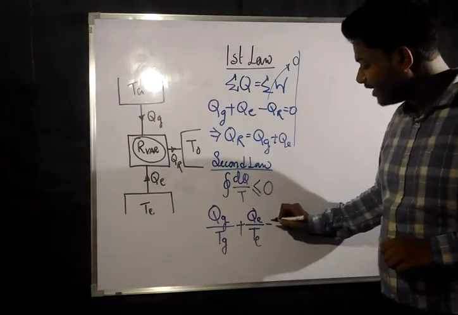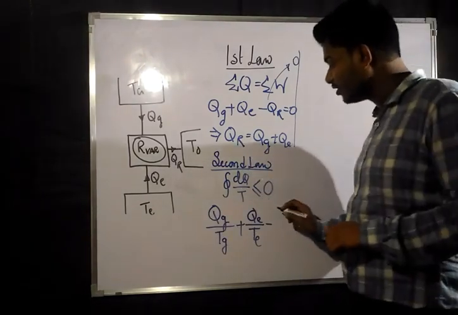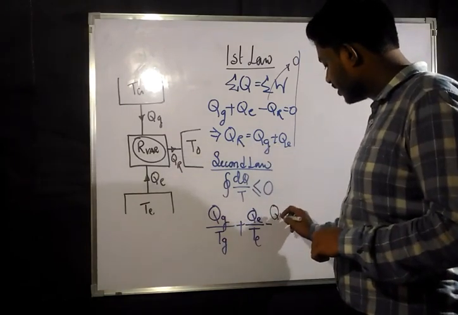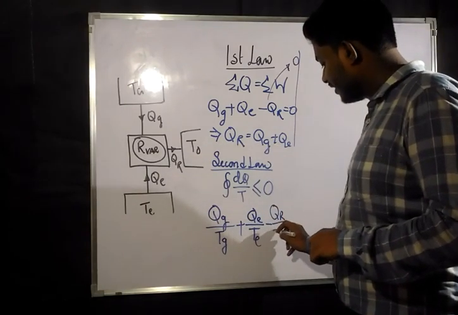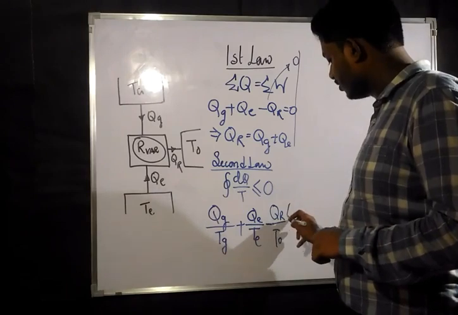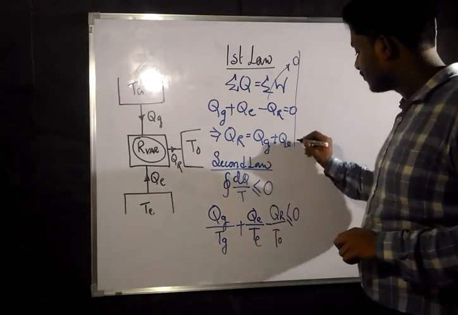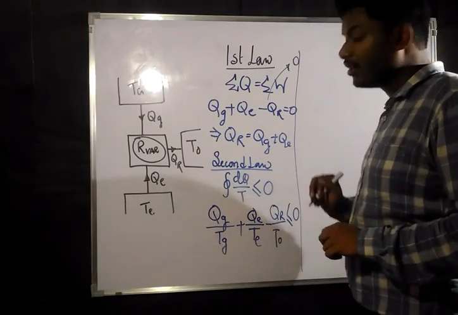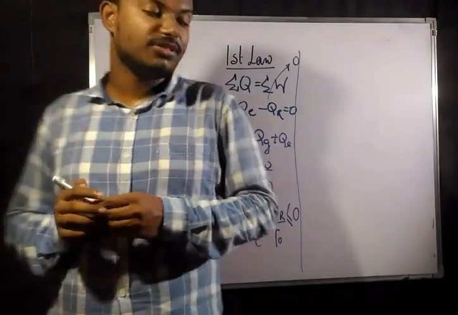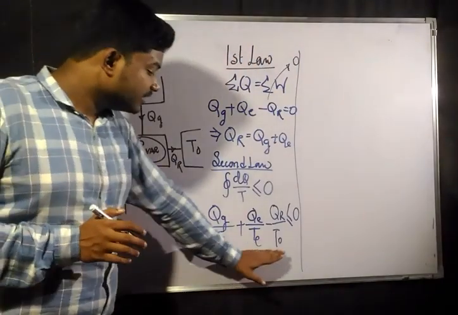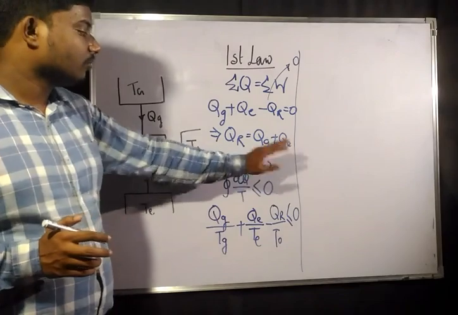And there is one heat rejection process. What is that heat rejection process? It is nothing but Q rejected, and it is rejecting at atmosphere. So this is going to be less than or equal to 0. Now this is your one equation.